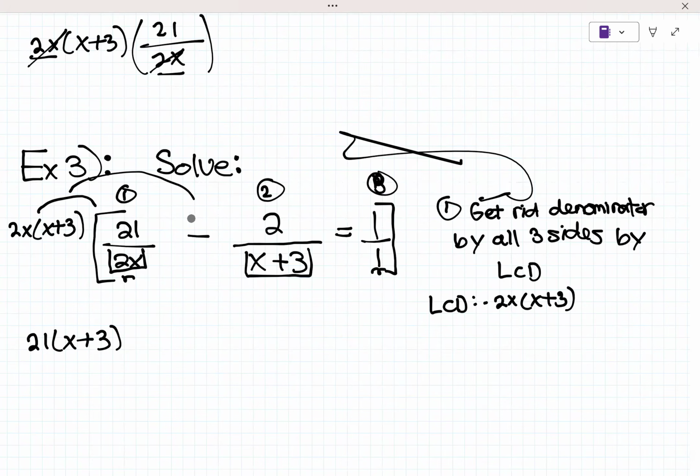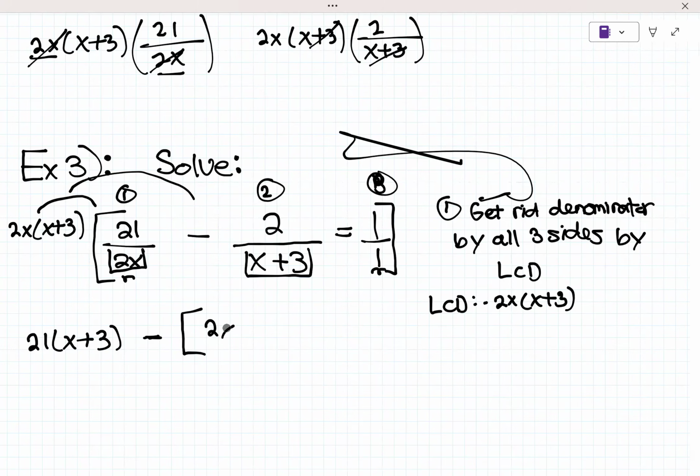Now do the middle part. Be careful, there is a minus, so I'm going to put a little bracket to distribute that minus. So what is this times this? If you have to write it out, that's fine. It is 2x times x plus 3 times 2x plus 3. What do you see that's the same? The x plus 3, that's it. So you're left with 2x times 2.